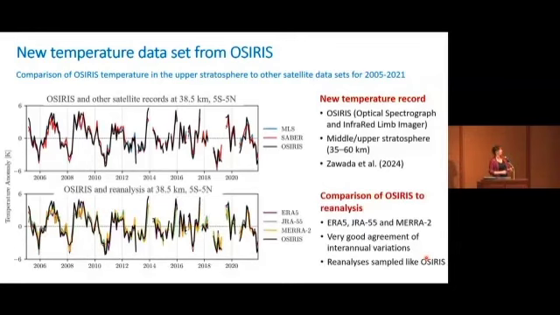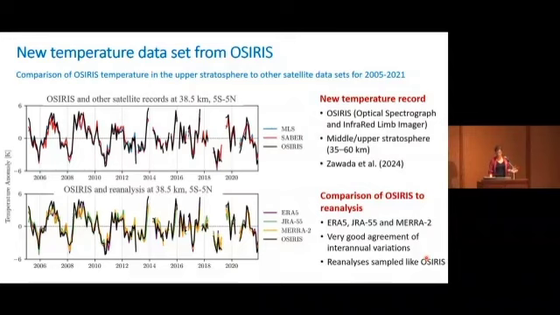And then we compare OSIRIS, which is the black line, to three reanalysis data sets, ERA5, JRA-55, and MERRA-2. And you can see that all three reanalysis really capture these variations very well. And we sample the reanalysis like with the OSIRIS sampling pattern in order to compare really apples with apples. Good, so let's look at trends now.